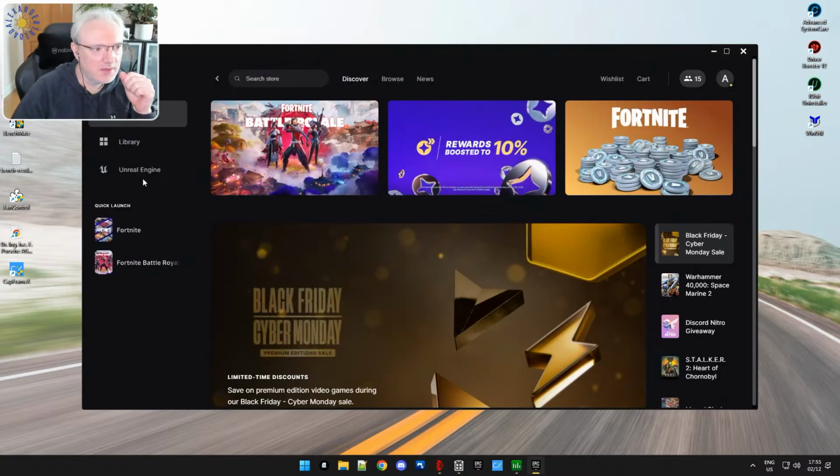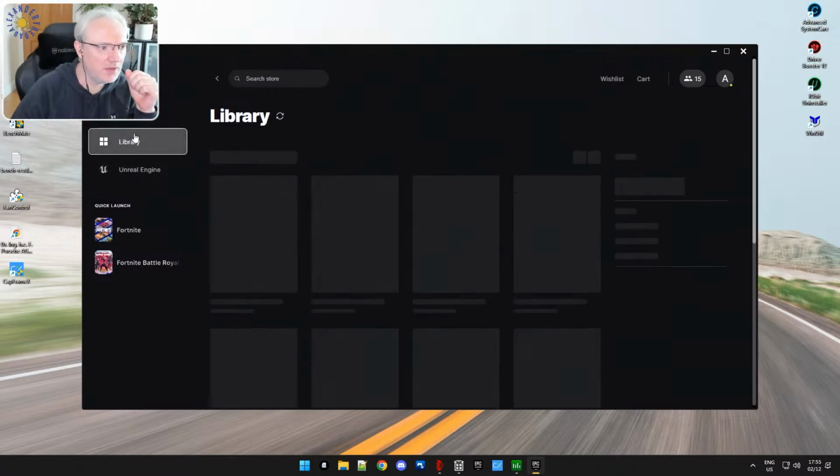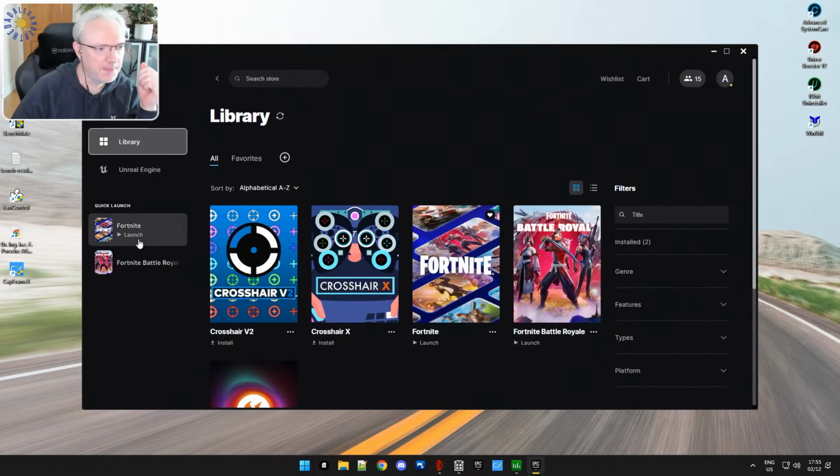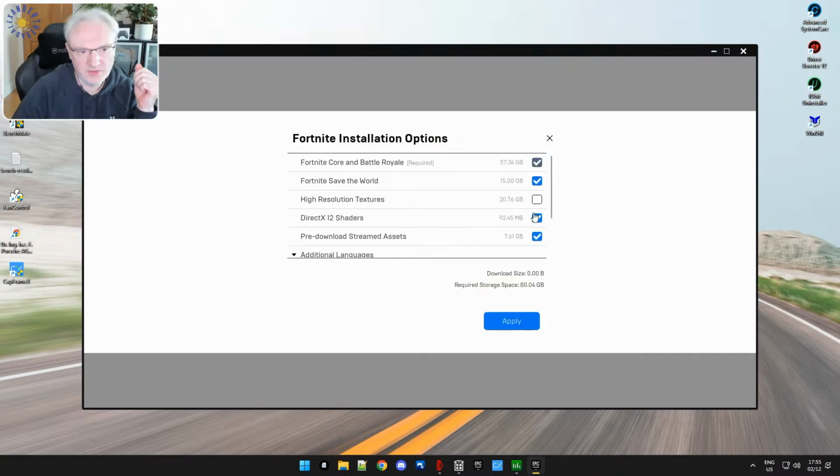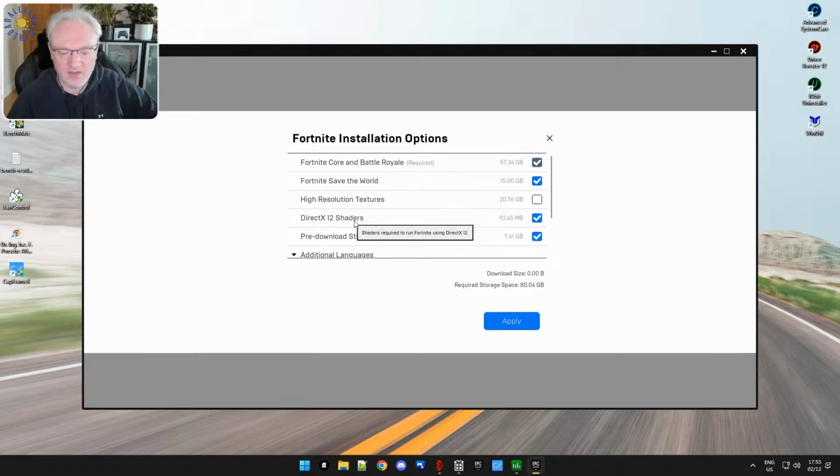There we go. Library, and we go to Fortnite options. So these, right? I think they're only focusing on these two things: the pre-downloaded streamed assets and the shaders. I think they're both only DX12.